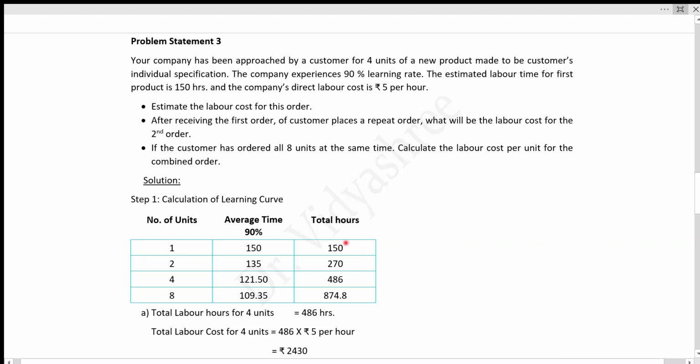Then how to calculate the total hours? Just multiply this column with this column, and you get the total hours. After we calculate that, as per the question, for each of the things, that is the first order, then the second order, then all 8 units, we need to calculate the labor cost. So let's calculate.